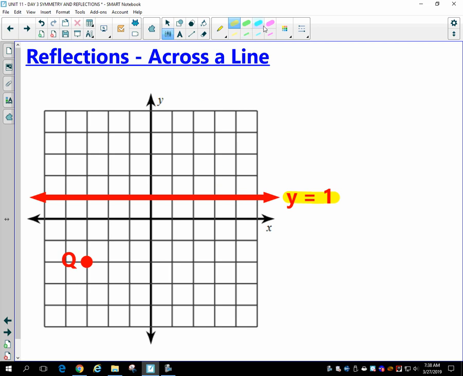Reflecting over a line like this, y equals 1, is exactly the same as reflecting over the x-axis. I'm just going to count how many spaces it takes me to get there. 1, 2, 3. And then I'll go 3 more. And I'll have my new point, Q double prime. I'm sorry, Q prime. That's it. Same thing as reflecting over the x-axis.